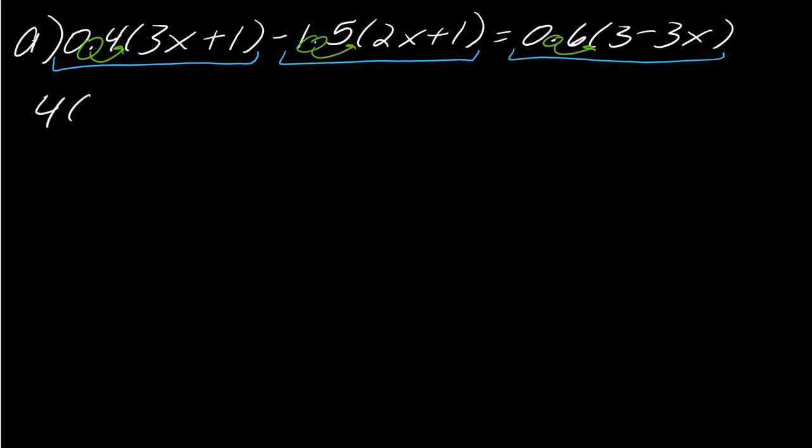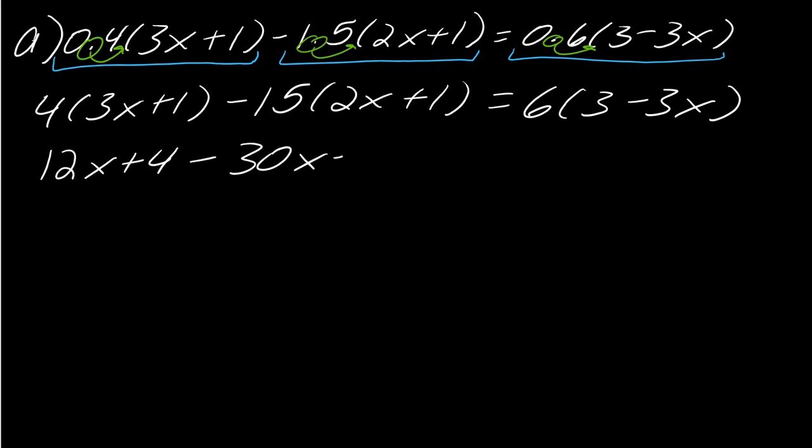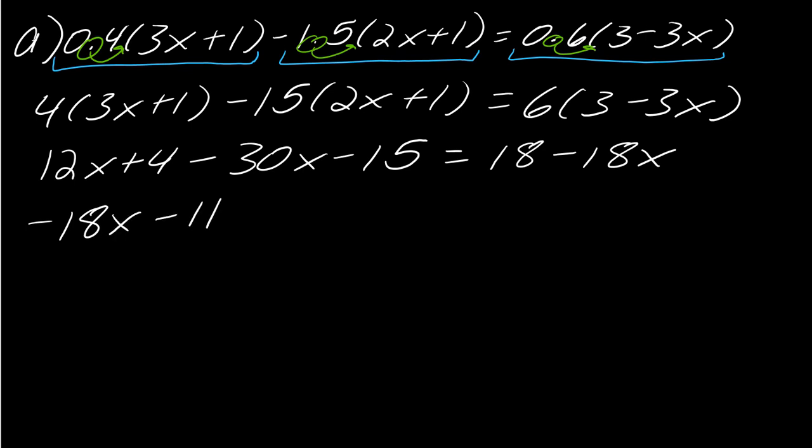So what I'm left with is 4 times 3x plus 1 minus 15 times 2x plus 1 equals 6 times 3 minus 3x. And now I'm really good to go, and I can just solve the problem like I normally would. So I can distribute and all that. So this is going to be 12x plus 4 minus 30x minus 15 equals 18 minus 18x. Okay, so now I can collect my like terms to get negative 18x minus 11 equals 18 minus 18x.